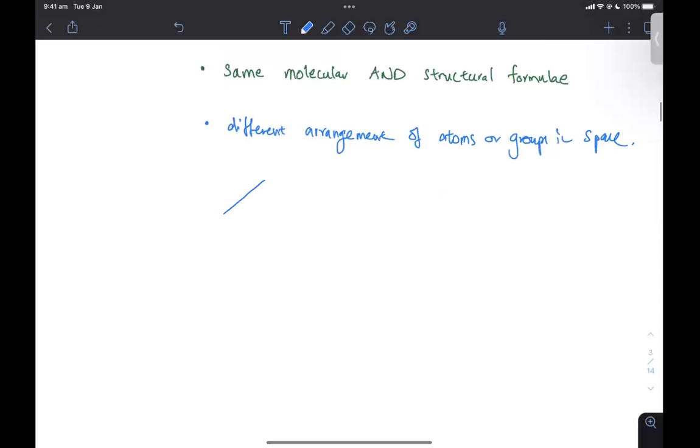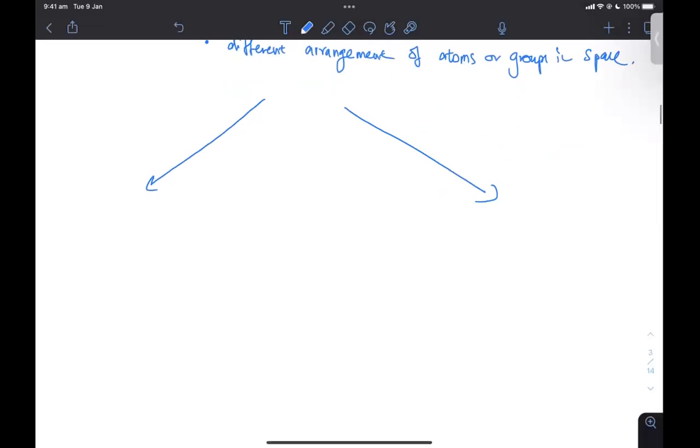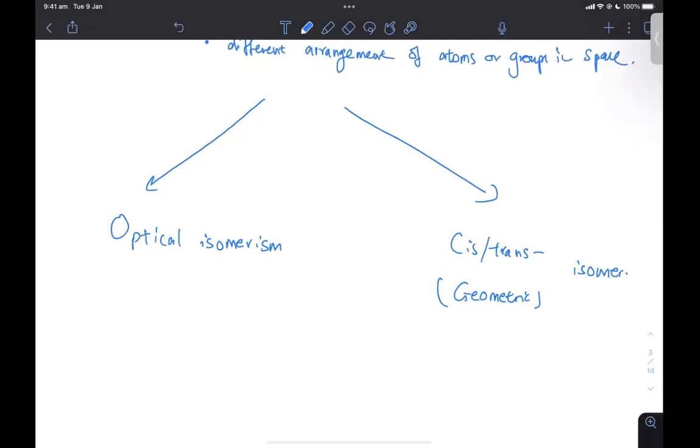And this comes down to 2 different stereoisomerisms, one of which is called optical isomerism. And then the other one is called the cis-trans, or you could call that the geometric isomerism. The cis-trans is not actually the official name. It's supposed to be geometric, but people do accept it as cis and trans.